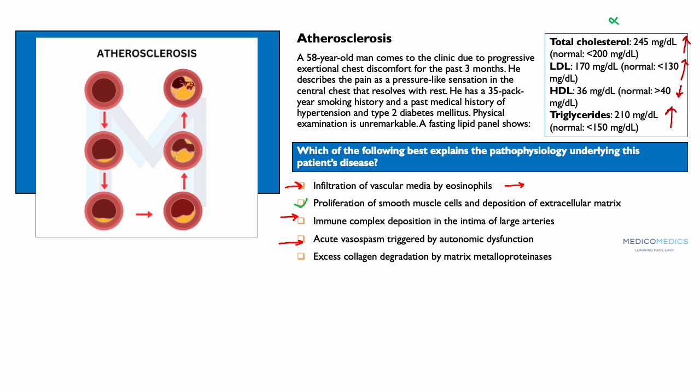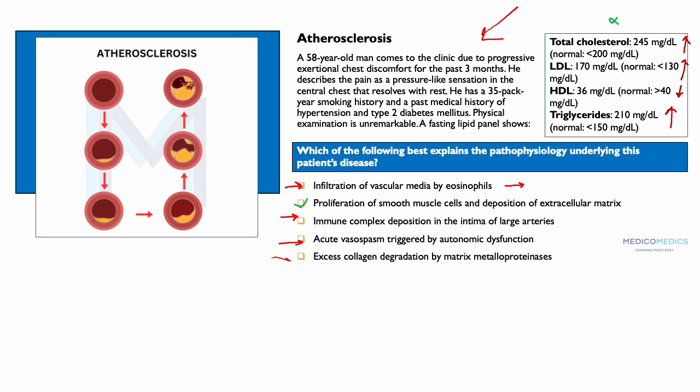Alternative D, acute vasospasm triggered by autonomic dysfunction. This is, for example, seen in Prinzmetal, the variant of angina, where transient ischemia occurs at rest due to coronary vasospasm. Now, this is not right because this patient that we have here has exertional symptoms, and a fixed stenosis could be seen on an angiography. And this is more consistent, of course, with atherosclerosis.